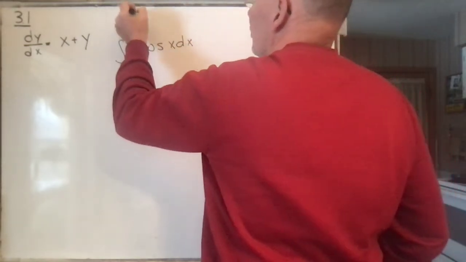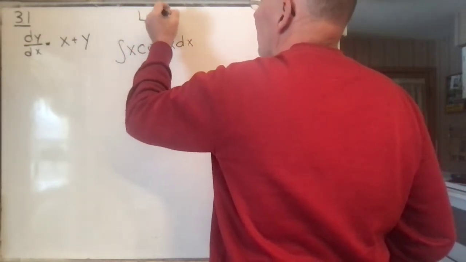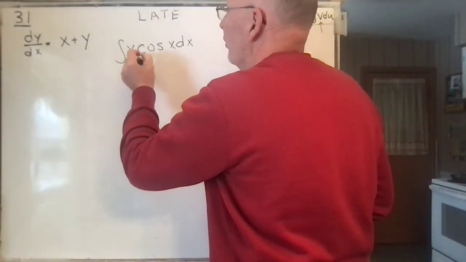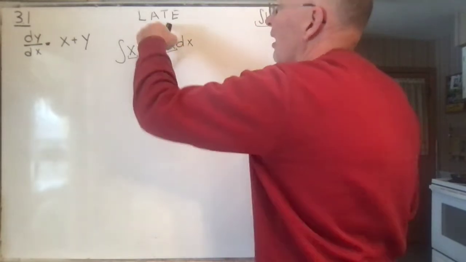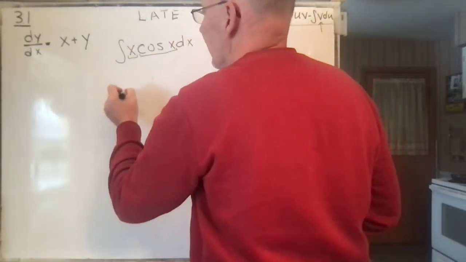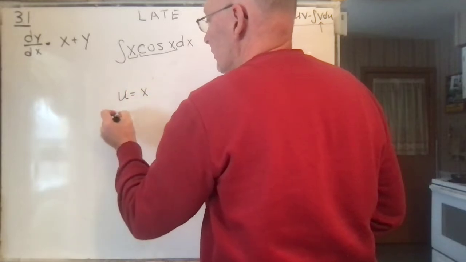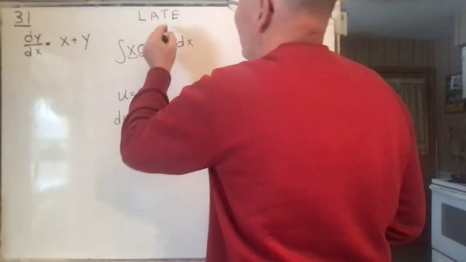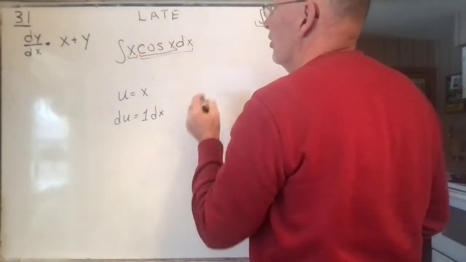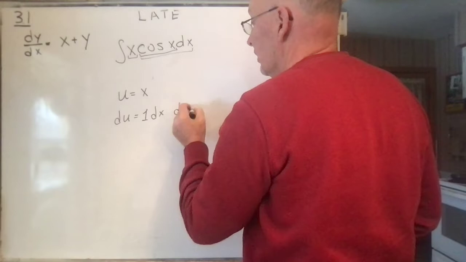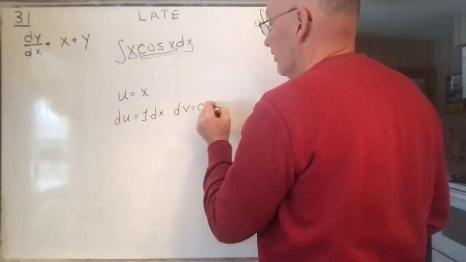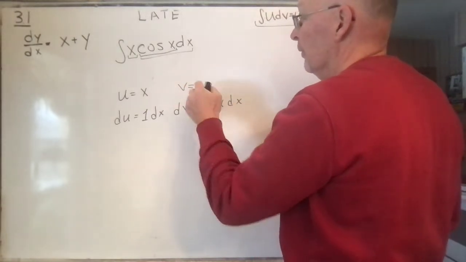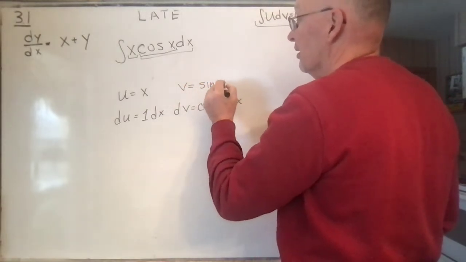Okay, and I should have kept the word late. I'll just write it up here. Okay, so notice we have an algebraic and we have a trigonometric. See that? And so we're going to let the u be equal to the algebraic x. Du is going to be 1 dx. Then the rest of it is going to be the dv is going to be cosine of x dx. And then v is equal to the antiderivative of that, which is the sine of x.